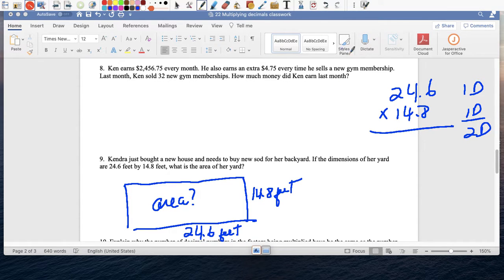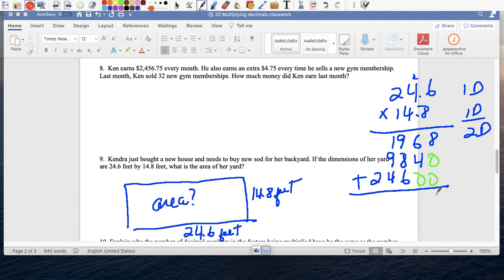8 times 6 is 48, carry 4. 8 times 4 is 32, plus 4 is 36, carry 3. 8 times 2 is 16, plus the 3 that we carried, 19. Add a 0. 4 times 6 is 24, carry 2. 4 times 4 is 16, plus 2 is 18, carry 1. 4 times 2 is 8, plus 1 is 9. Add 2 zeros. 1 times 6 is 6, 1 times 4 is 4, and 1 times 2 is 2.